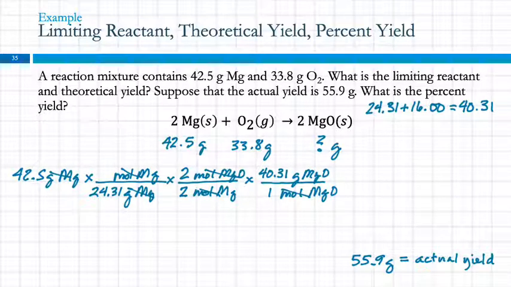So this is the same thing we've done before, grams to moles to moles to grams. These coefficients, the 2's, only show up in the mole ratios. A molar mass is the mass of 1 mole. Okay? It's a good question. I'm glad you brought it up. So now I can calculate how much product could be made from 42.5 grams of magnesium.